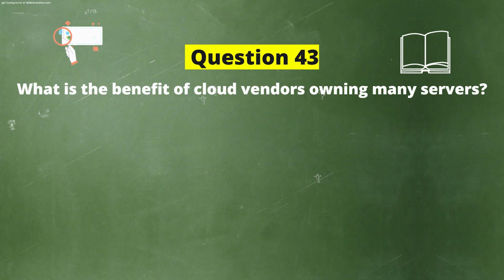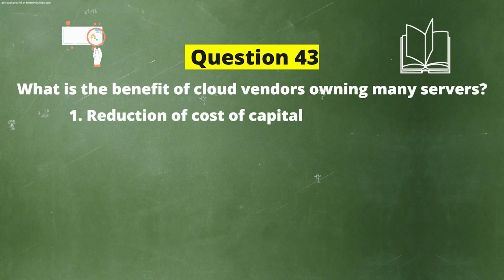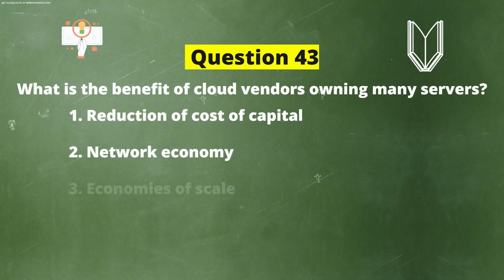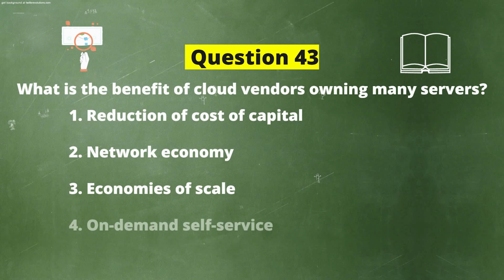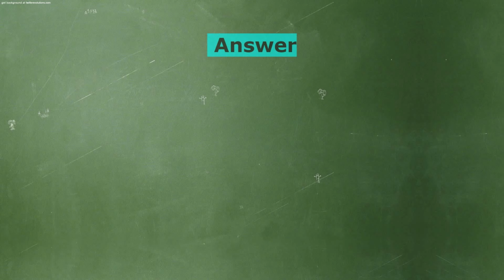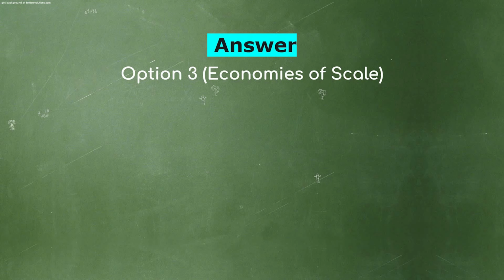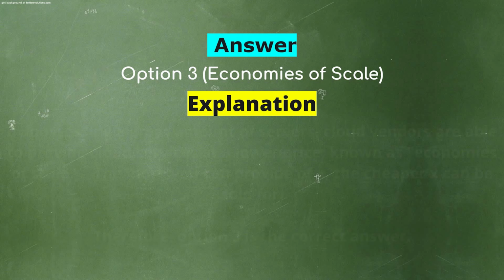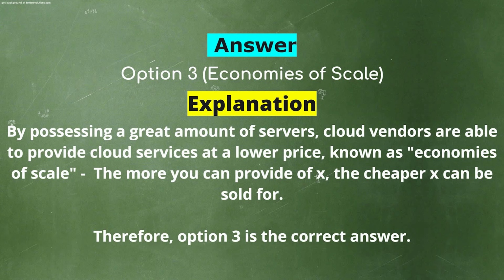Next question. What is the benefit of cloud vendors owning many servers? And the options are 1. Reduction of cost of capital. 2. Network economy. 3. Economies of scale. 4. On-demand self-service. And the correct answer is option 3. Economies of scale. Explanation. By possessing a great amount of servers, cloud vendors are able to provide cloud services at a lower price, known as economies of scale. The more you can provide of X, the cheaper X can be sold for. Therefore, option 3 is the correct answer.